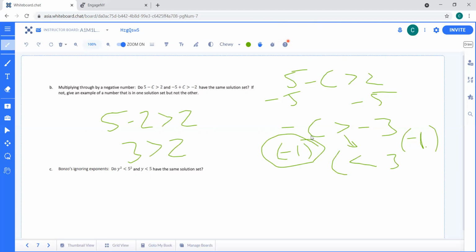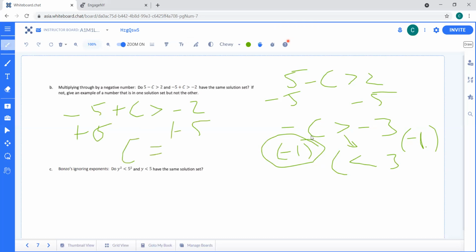Will they have the same solutions? Oh, wait, sorry. We need to go back up to B. Let's do this other part of B here. When we do B, that's -5 plus c. It's greater than or equal to -2. If I add 5 to both sides, I get c is greater than or equal to 3. Is that true? Well, -5 plus 3, is that greater than or equal to -2?